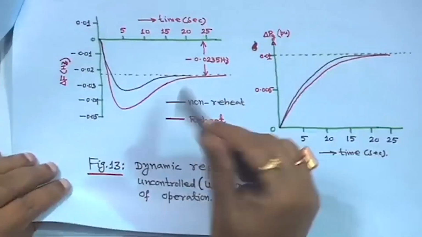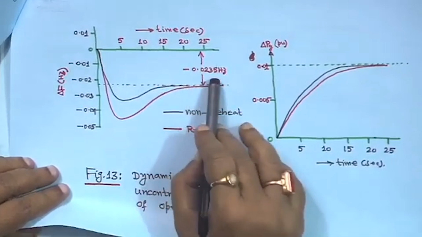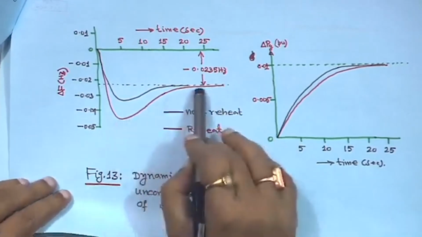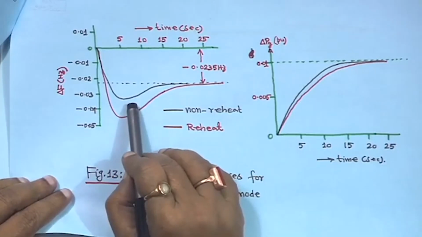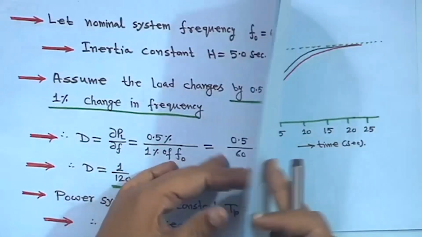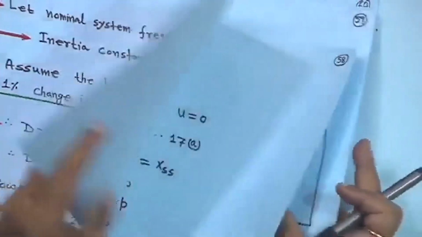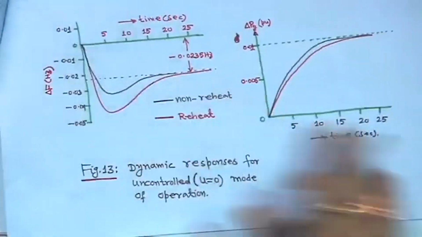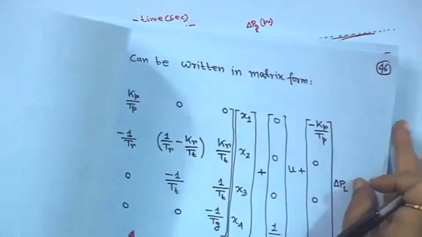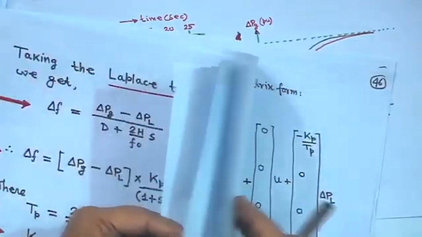So, come to this diagram again. This is actually the steady state error, minus 0.0235 hertz. If you do the simulation, it will come like this for the non-reheat turbine. I told you that in the case of a non-reheat turbine, from this block diagram, you drop this term, only one time constant will be there.